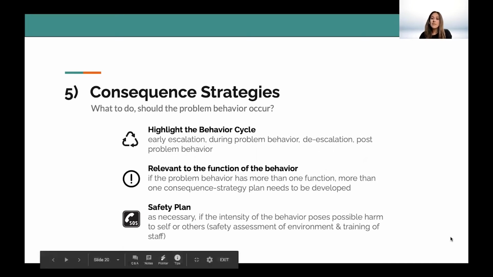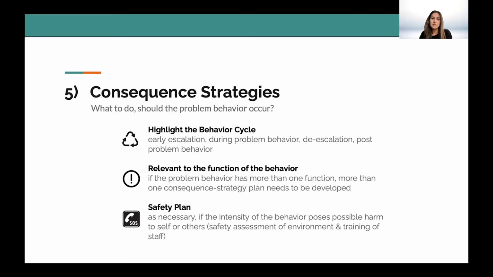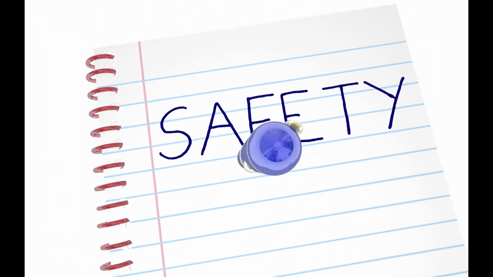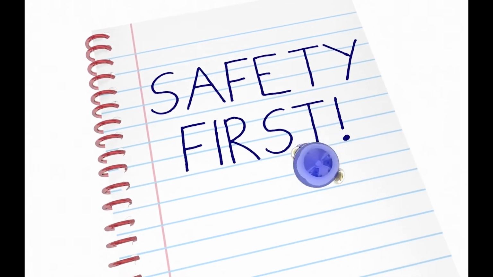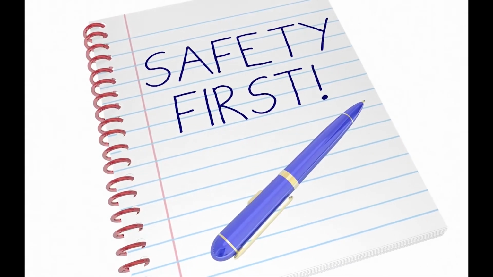However, that comes into second place if there is a safety concern. So if the behavior is dangerous to the student, dangerous to others, involves property destruction, we want to make sure that we're concerned about safety first before even following through with any consequence strategies that are for modifying this problem behavior. And so very, very important to ensure that we have a safety plan in place.